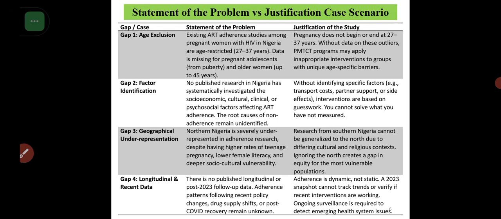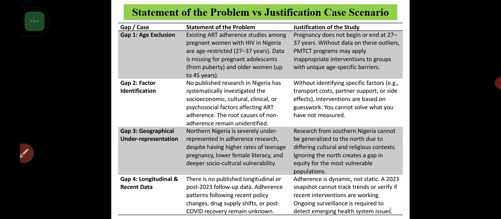Now you see that. Remember, one of the gaps identified was age exclusion. Let's see how the statement of the problem will look like. Existing ART adherence studies among pregnant women with HIV in Nigeria are age restricted, 27 to 37 years. Data is missing for pregnant adolescents from puberty and older women up to 45 years. Have you seen that? You have stated the problem. Then justification.